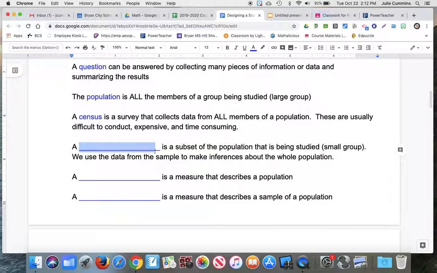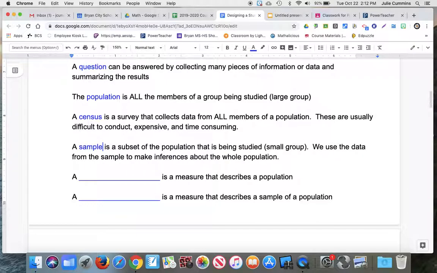So when we can't do a census to find out information about the whole population, what we do instead is we get a sample. A sample is a smaller group, a subset of the population that's being studied. So instead of asking everyone at Bryan High School, we maybe only randomly select 50 people and ask them. And we use data from those 50 people, that sample, to make a guess, an inference about the whole population.